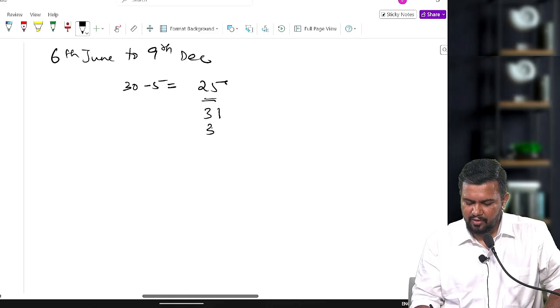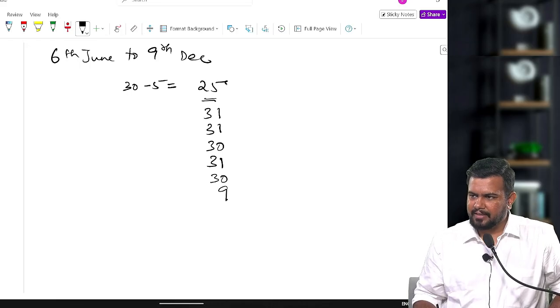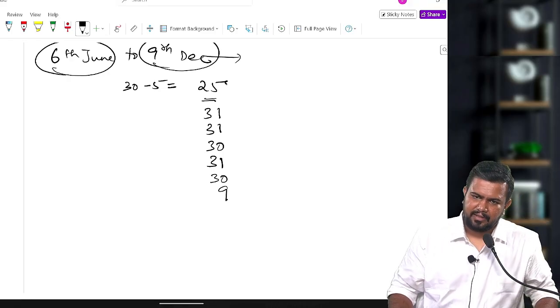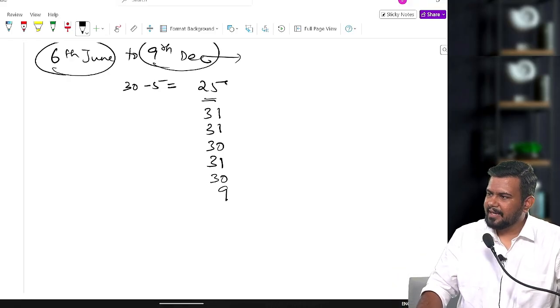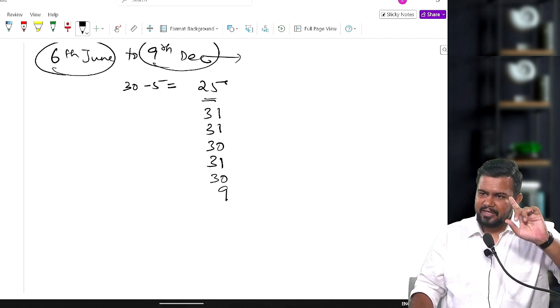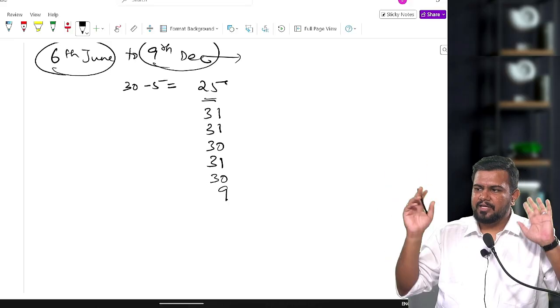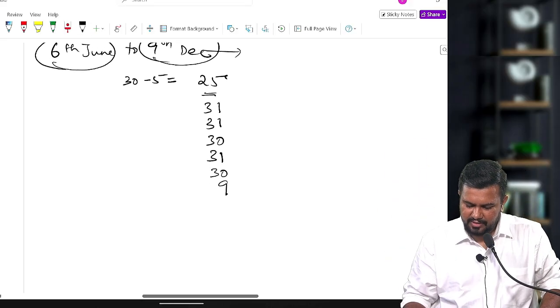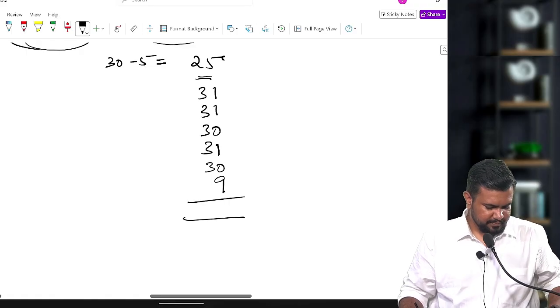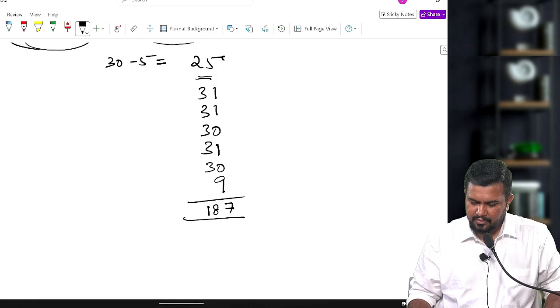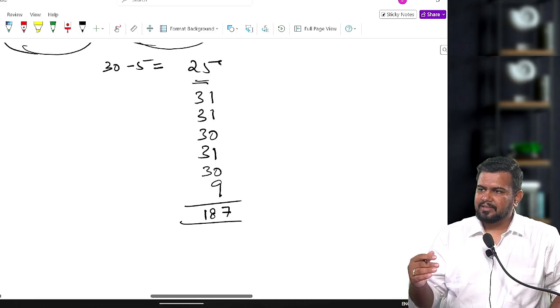Then July, August, September, October, November, December, how many days? 9 days. So the 6th also you have to consider outside India, and the 9th also outside India. In this case, generally arrival and departure are in India, but only in this special case, arrival and departure are outside India. So 25 plus how much? What is the total? 187. So 187 days are outside India.